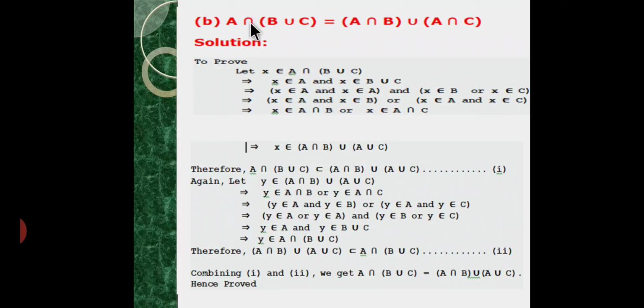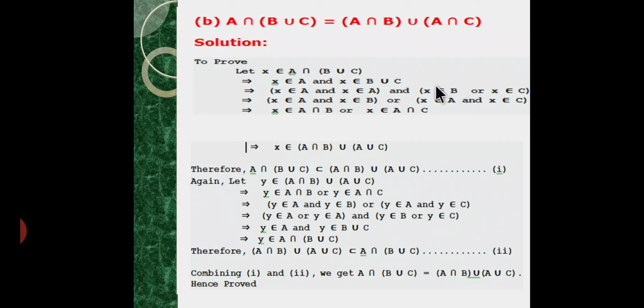Next, similarly, A intersection (B union C) is equal to (A intersection B) union (A intersection C). To prove, let us consider x belongs to A intersection (B union C). This can be expanded like x belongs to A and x belongs to B union C. So x belongs to A and x belongs to A. We know that A intersection A is equal to A. So we write x belongs to A, and x belongs to B union C, which means x belongs to B or x belongs to C.